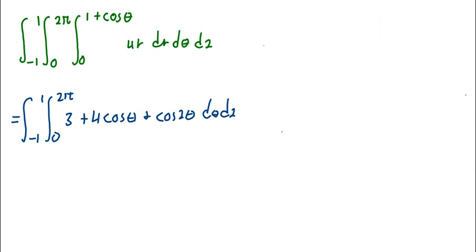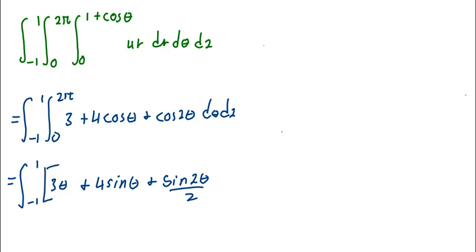So what does this give us? We can now do the integration. If we integrate this from -1 to 1, integrating with respect to theta, this is going to be 3 theta plus the integral of cos, which is simply sine, so 4 sine theta, plus sine 2 theta divided by 2. Then remember we are evaluating from 0 to 2 pi, remaining with your dz there.